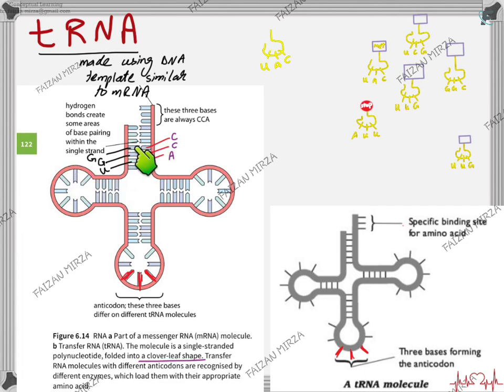So it is a single-strand molecule having complementary bases on the same strand, and this is why the molecule ends up folding. This region of the tRNA will always have the bases CCA, and this is the site where the amino acid gets attached. So this is a specific binding site of the amino acid. This is the region where you have a triplet of bases, which is the anticodon, and these will be complementary to the codons of the messenger RNA.